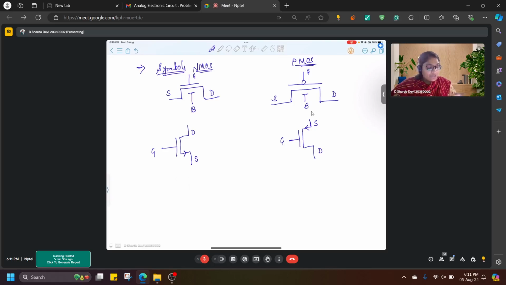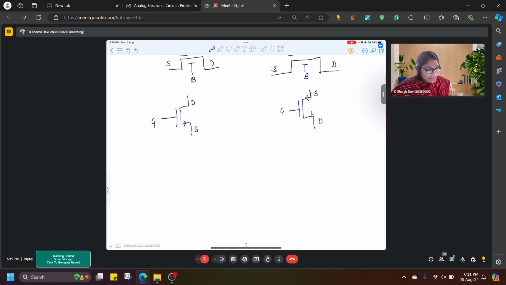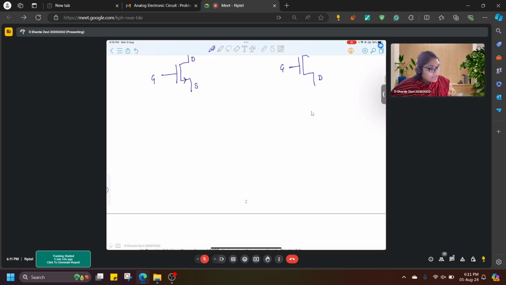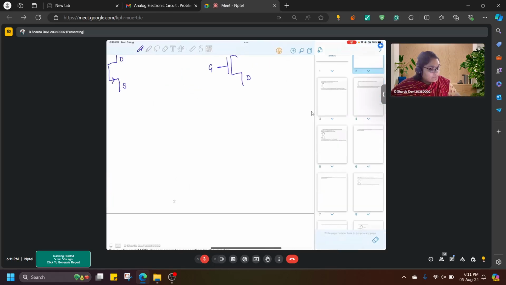It is very important to identify the terminals because we will solve the problems based on these terminals only. So terminal identification is very important for you to solve the problem. Is it clear to everyone? Okay, hope there are no doubts. Now moving on.